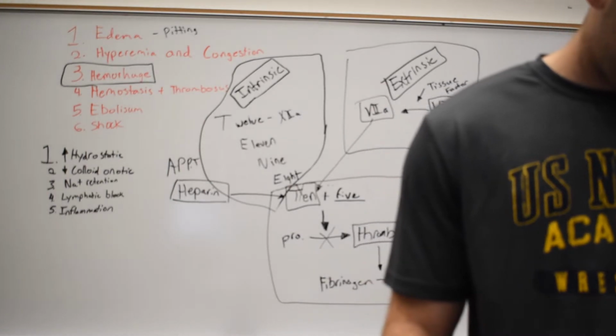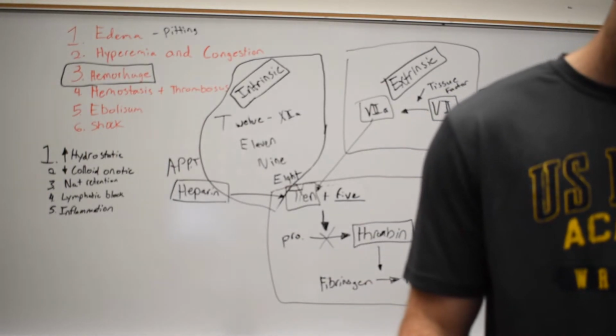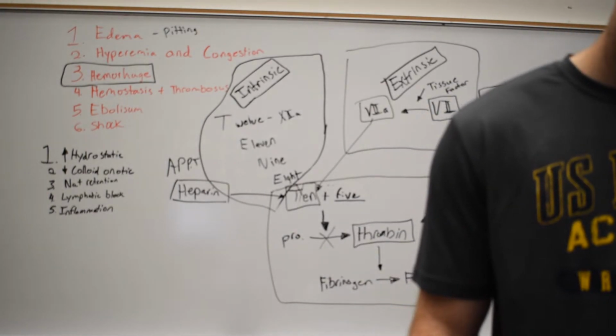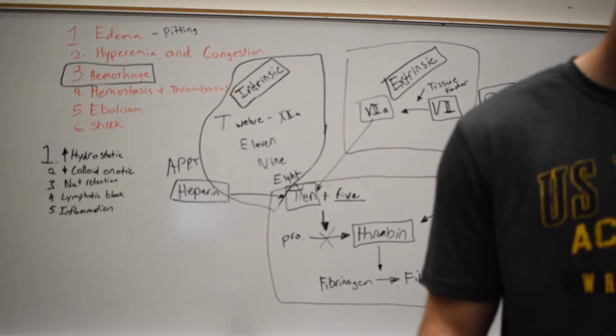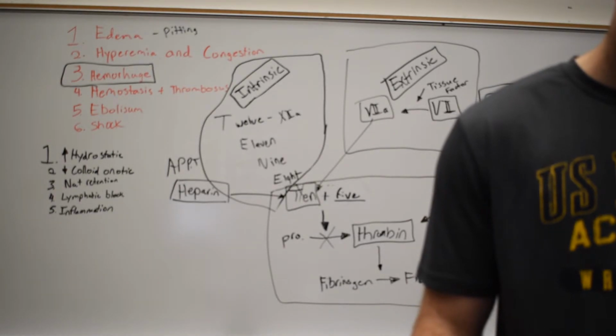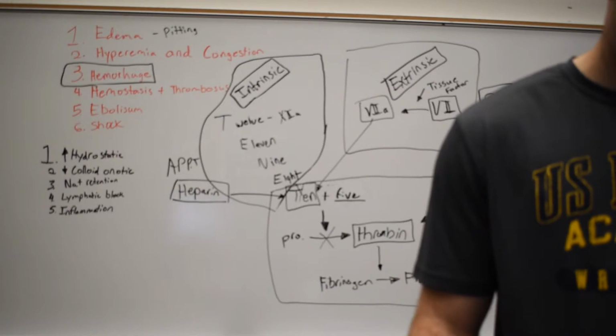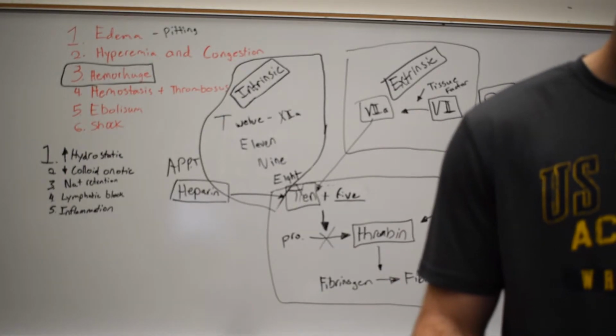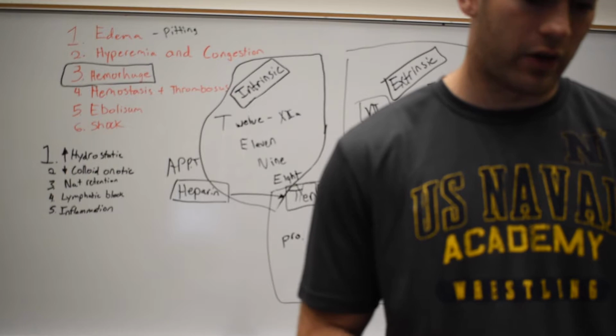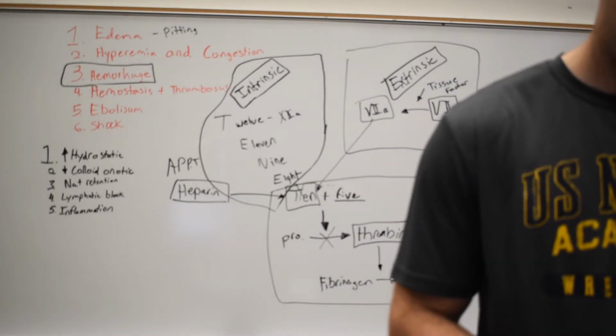Von Willebrand's disease, hemophilia A versus hemophilia B. Hemophilia B is factor 9. Hemophilia A is factor 8. Hemophilia A only manifests itself in males.